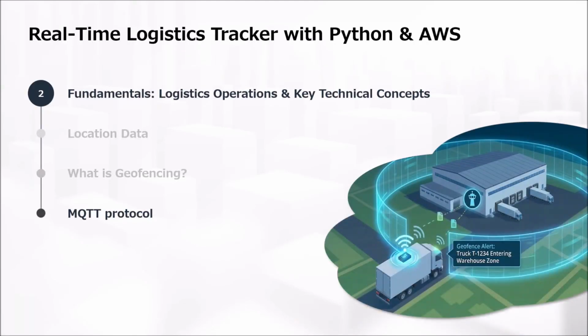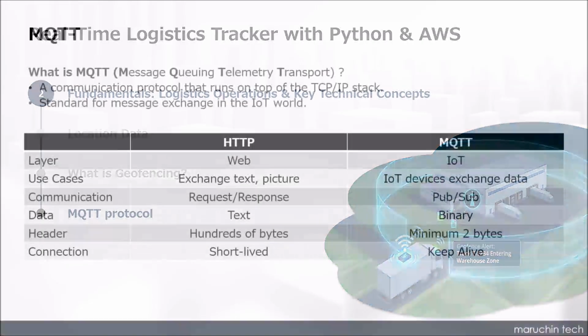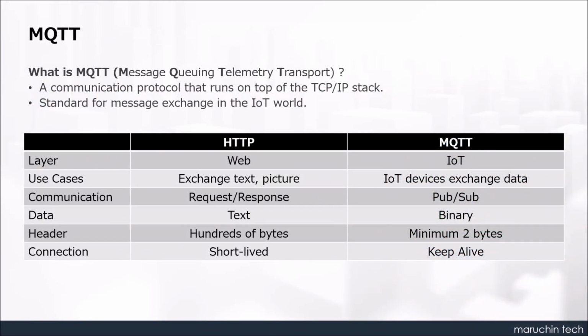Next, let's talk about MQTT. MQTT is a communication protocol that runs on top of the TCP and IP stack. Its defining characteristic is that it is extremely lightweight, making it the standard for message exchange between sensors and devices in the IoT world. Here is a comparison table between HTTP and MQTT.